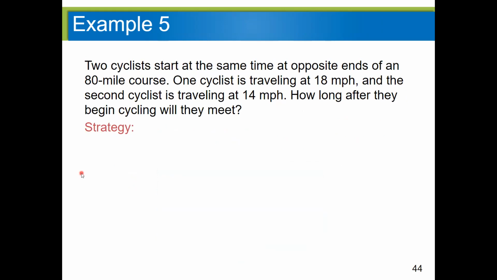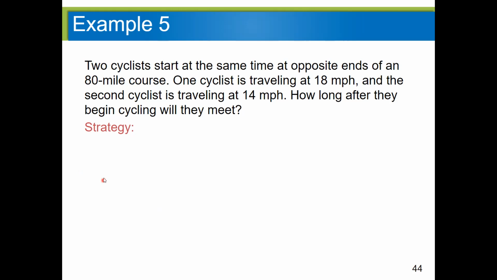So, 2 cyclists start at the same time at opposite ends of an 80-mile course. One cyclist is traveling 18 miles per hour. The second cyclist is traveling at 14 miles per hour. How long after they begin cycling will they meet? This is like a classic IQ test problem, right? Or the SAT test problem. Two driving towards each other, when do they meet?